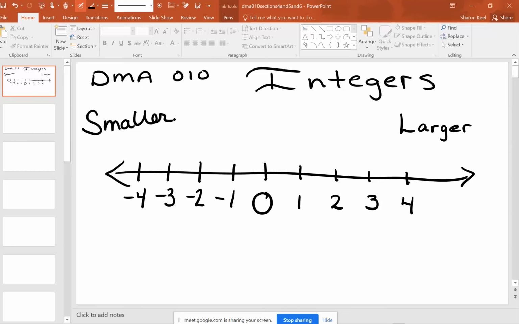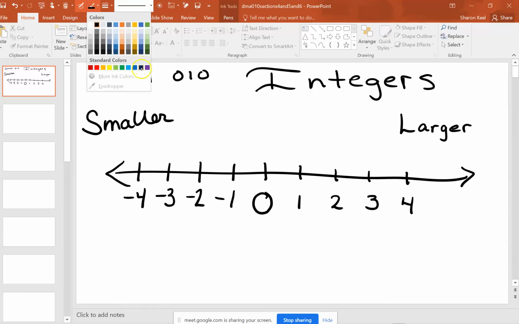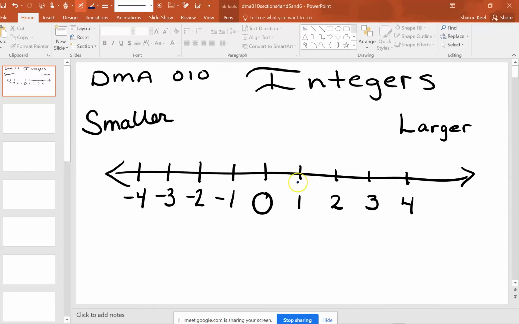We will do some comparisons of numbers using greater than, less than, greater than or equal to, less than or equal to. So we're going to have a conversation about those things as well. Let's do a simple comparison here. Obviously we know that positive numbers are going to be bigger than negative numbers.